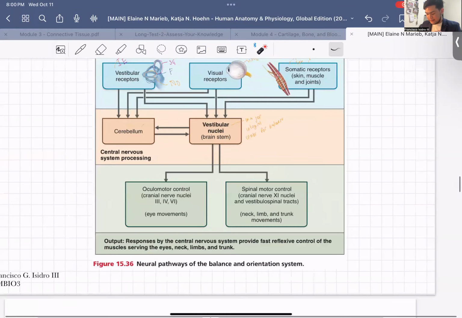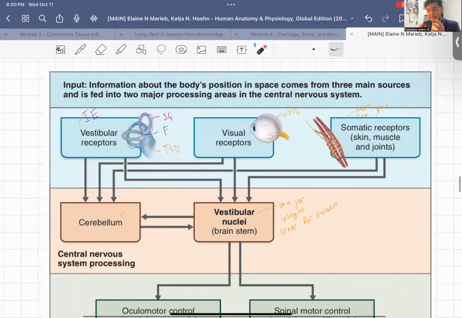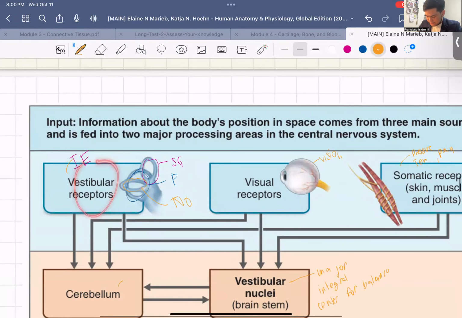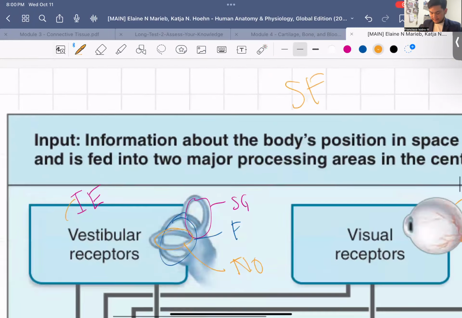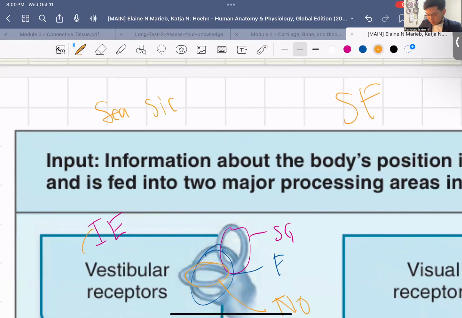So paano naman kunyari kapag nagkaroon ng sensory conflict? So ano bang sensory conflict? Sensory conflict happens when there is a mismatch or contrasting stimulus from receptors. For example, is when we are seasick. Ang nangyayari seasick through how?